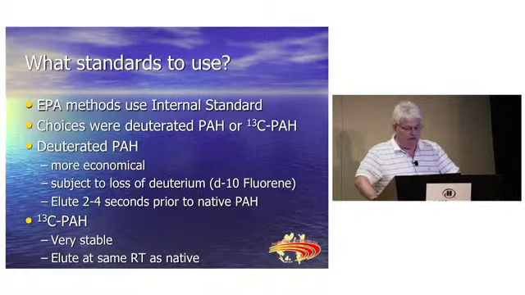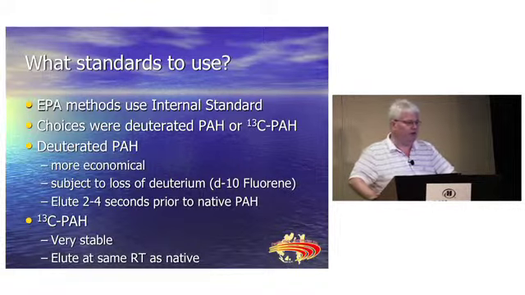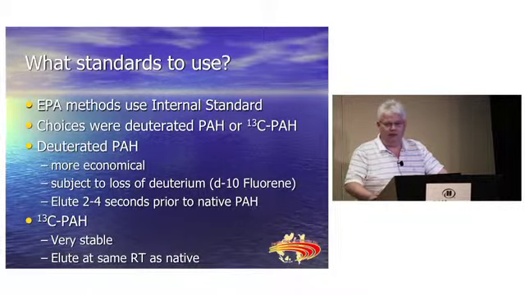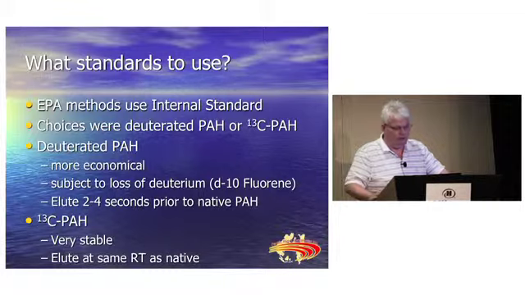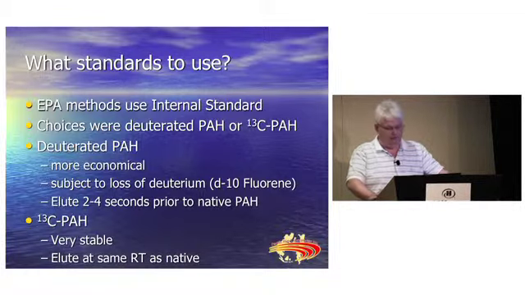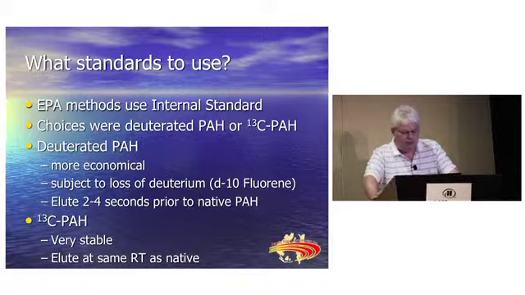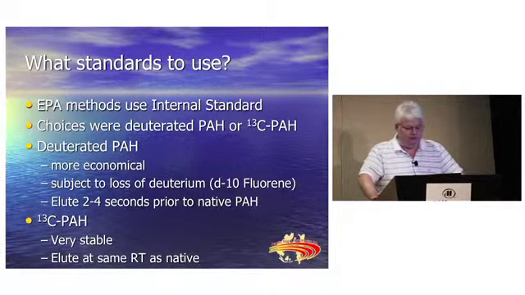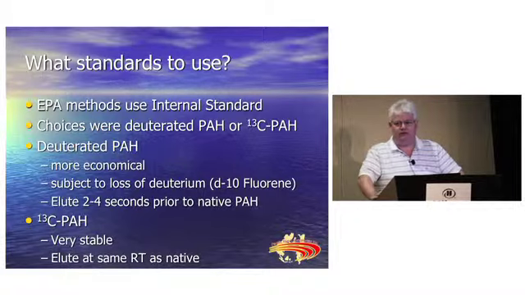Deuterated certainly is more economical, but with D10 fluorene, you've got one of the deuteriums or protons on there which will tend to exchange, and you don't lose the fluorene, but you're going to end up with D9 or D8 fluorene. So when you're looking on the mass spec, all of a sudden it's disappeared. Deuterated PAH elute 2 to 4 seconds before your native PAH. Carbon-13s, on the other hand, elute right below them.